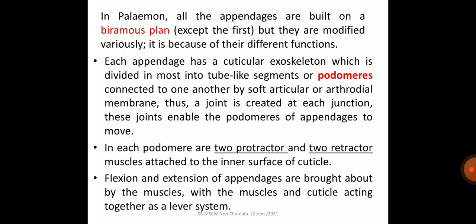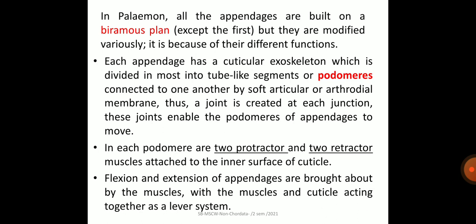Next, in Palemon, all the appendages are built on a biramous plan, but they are modified variously. It's because of their different functions. So each appendage will have a particular function to perform, and each appendage has a cuticular exoskeleton, which is divided in most into tube-like segments or podomeres, which are connected to one another by soft articular or arthrodial membrane. Thus, a joint is created at each junction. These joints enable the podomeres of appendages to move. So, it helps in the movement.